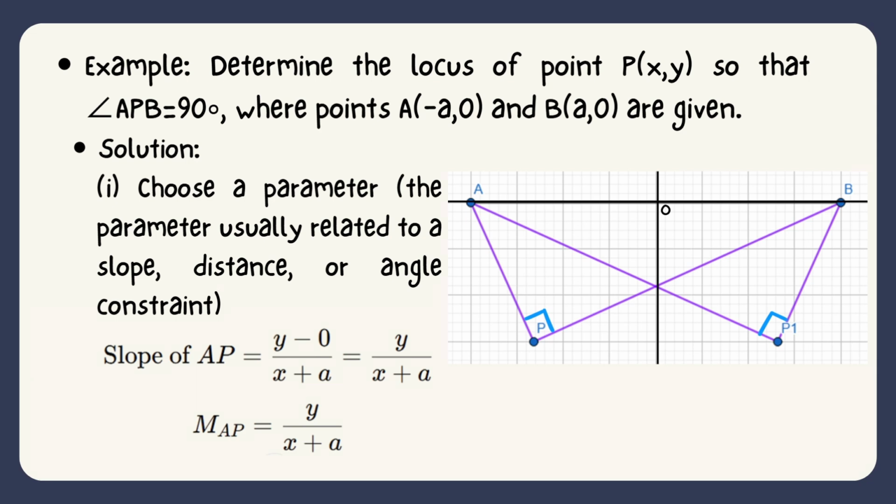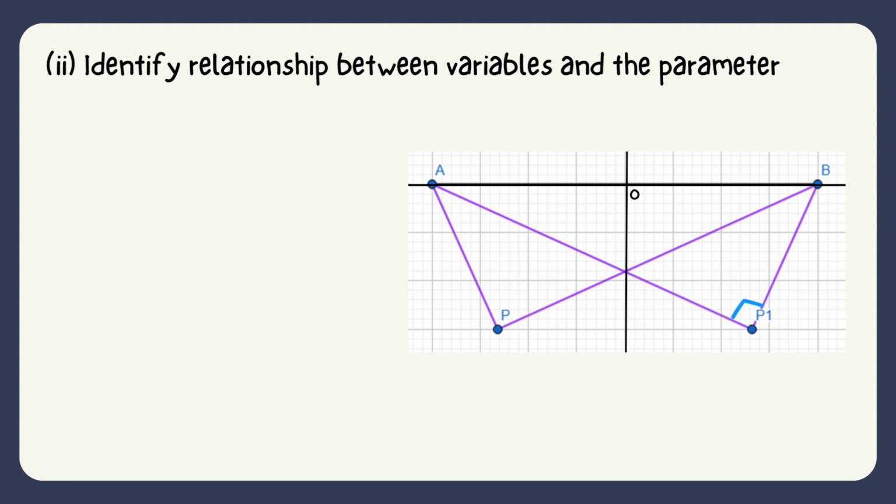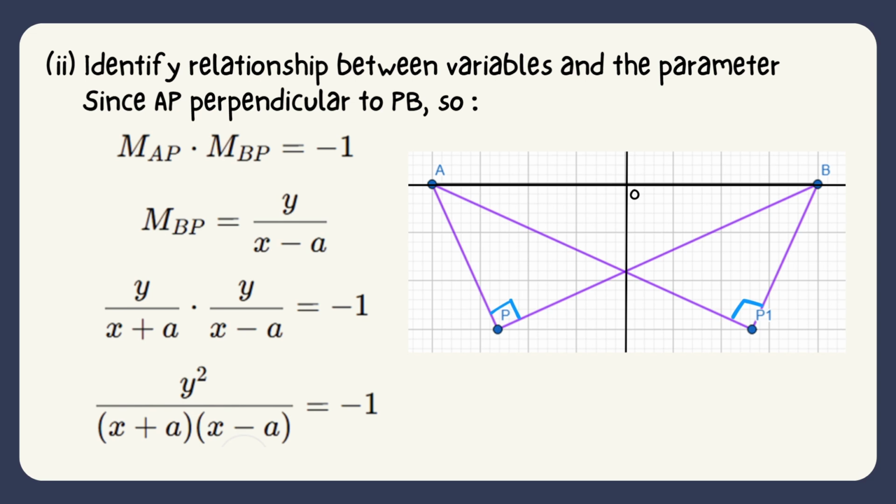Let's find the slope of AP, where the coordinate of A is (negative a, 0) and P is (x, y). Slope of AP equals (y minus 0) over (x plus a), which equals y over (x plus a). The next step is to identify the relationship between variables and the parameter. Since AP is perpendicular to PB, the slope of AP times the slope of PB equals negative 1. If we find the slope of PB the same way as the AP slope, we get the slope of PB equal to y over (x minus a).